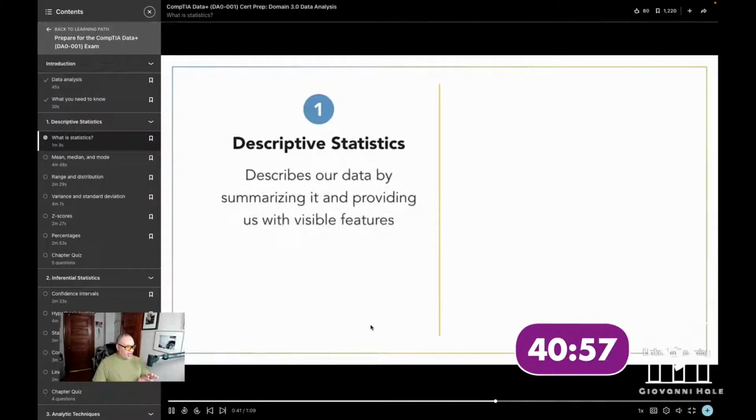Descriptive statistics are techniques that describe. Actually, let's pause for a minute and focus on a question that came in, because I want to answer that question.